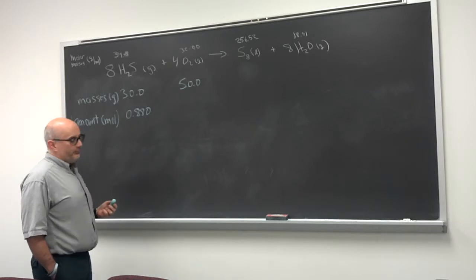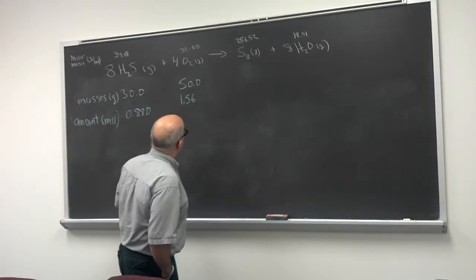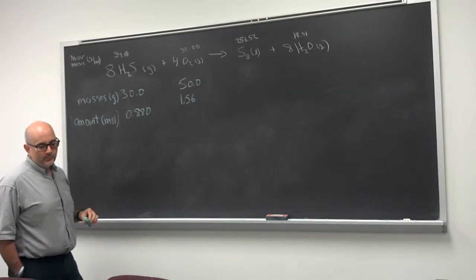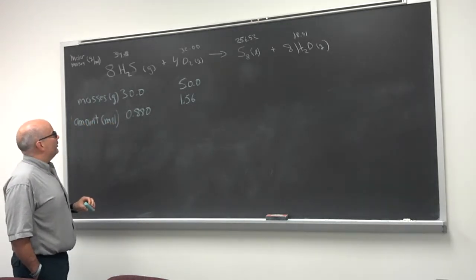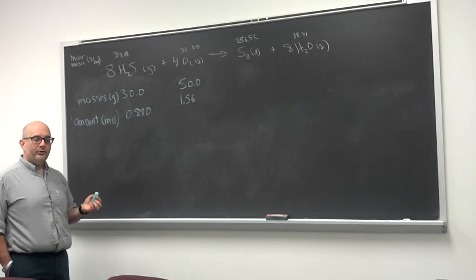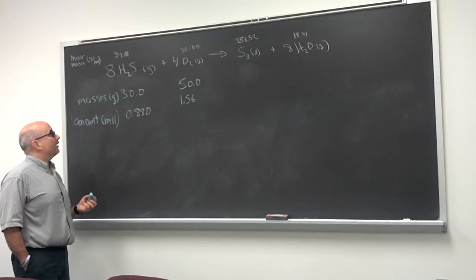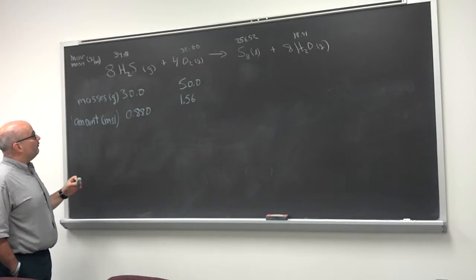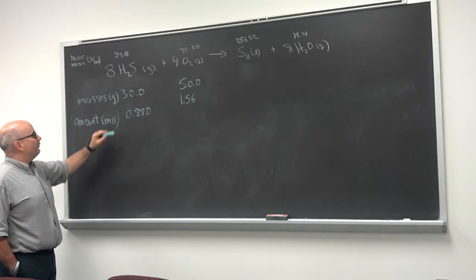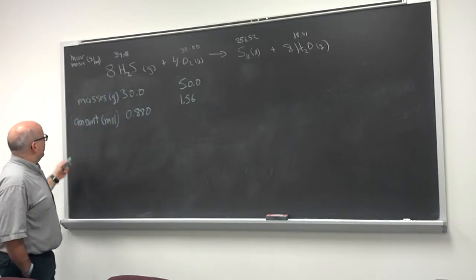And likewise, that 50 grams of oxygen corresponds to 1.56 moles. Now, even that's not enough because these things don't react one-to-one. So to really figure out what the limiting reactant is, you need to determine the number of equivalents of both of these reactants. You get the number of equivalents simply by dividing the amount of that component by its coefficient in the equation.